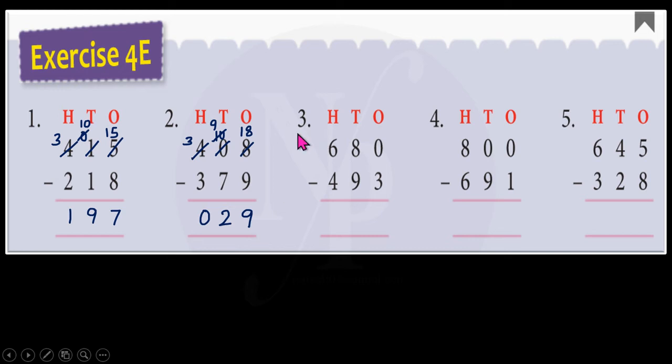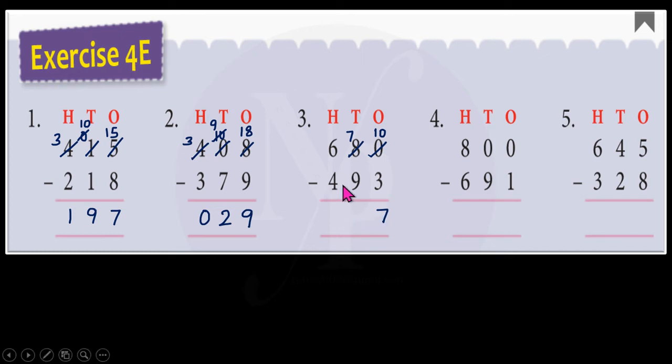Question number 3. 680 minus 493. Here, subtracting 3 ones from 0 ones is not possible. We have to regroup. So in tens column, we have 8 tens. We make this 7 tens and we borrow 1 ten to the ones column. It becomes 10 ones. On subtracting 3 ones from 10 ones, we get 7 ones.